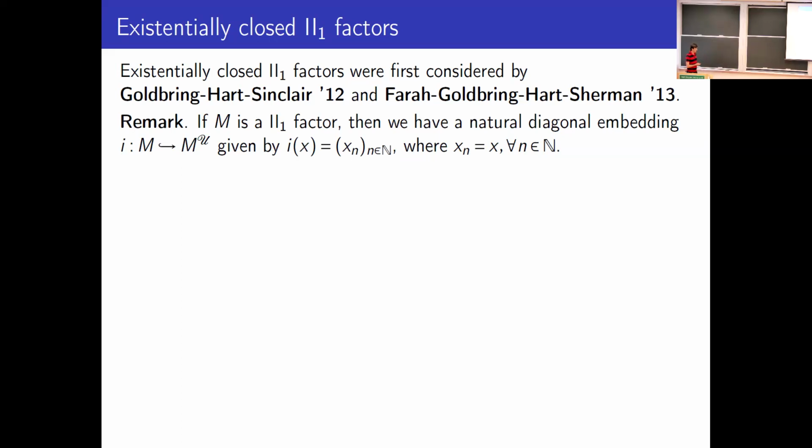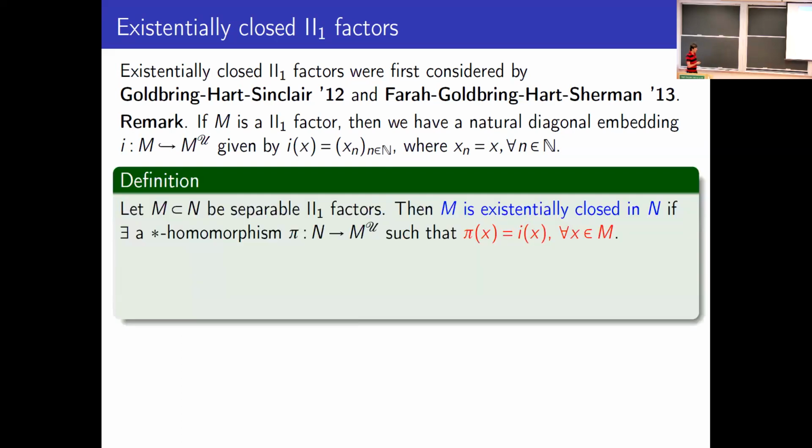This is a very important embedding for various reasons. Here, it will allow us to define existential closeness. So first, if M into N are separable II1 factors, we say that M is existentially closed in N if there's a star homomorphism pi from N to the ultrapower of M, whose restriction to M is exactly the diagonal embedding iota. Does this depend on the alpha? No, I don't think it does.